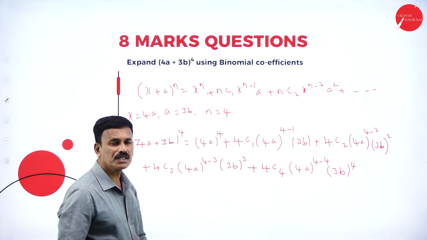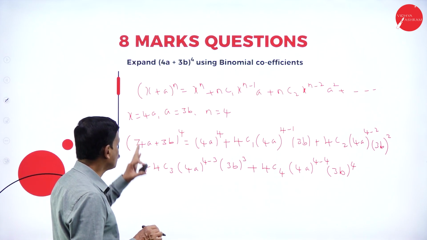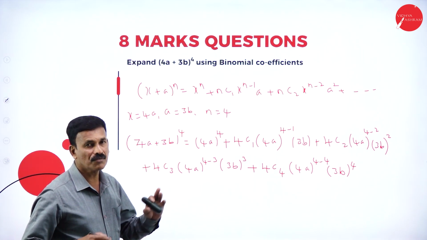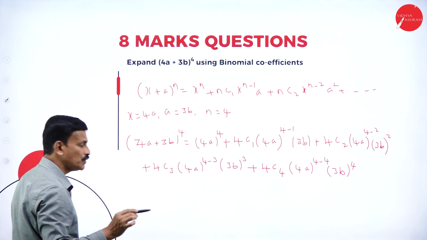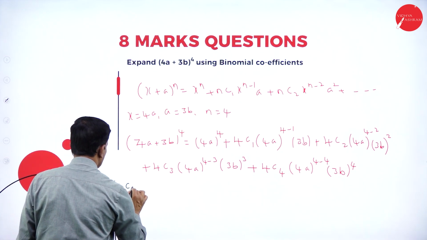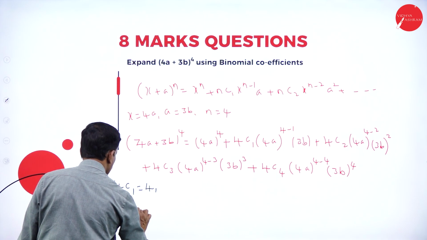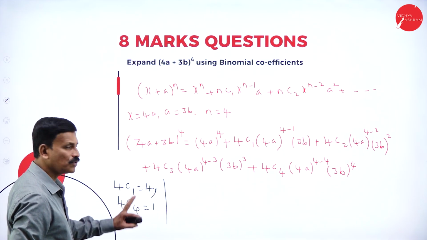So this is very, very important. So if you substitute these values in this formula, definitely 50% of the work is finished. Now this can be written as, so we know that 4C1 is always equal to 4 and 4C4 is equal to 1. 4C1 is 4 and 4C4 is equal to 1.